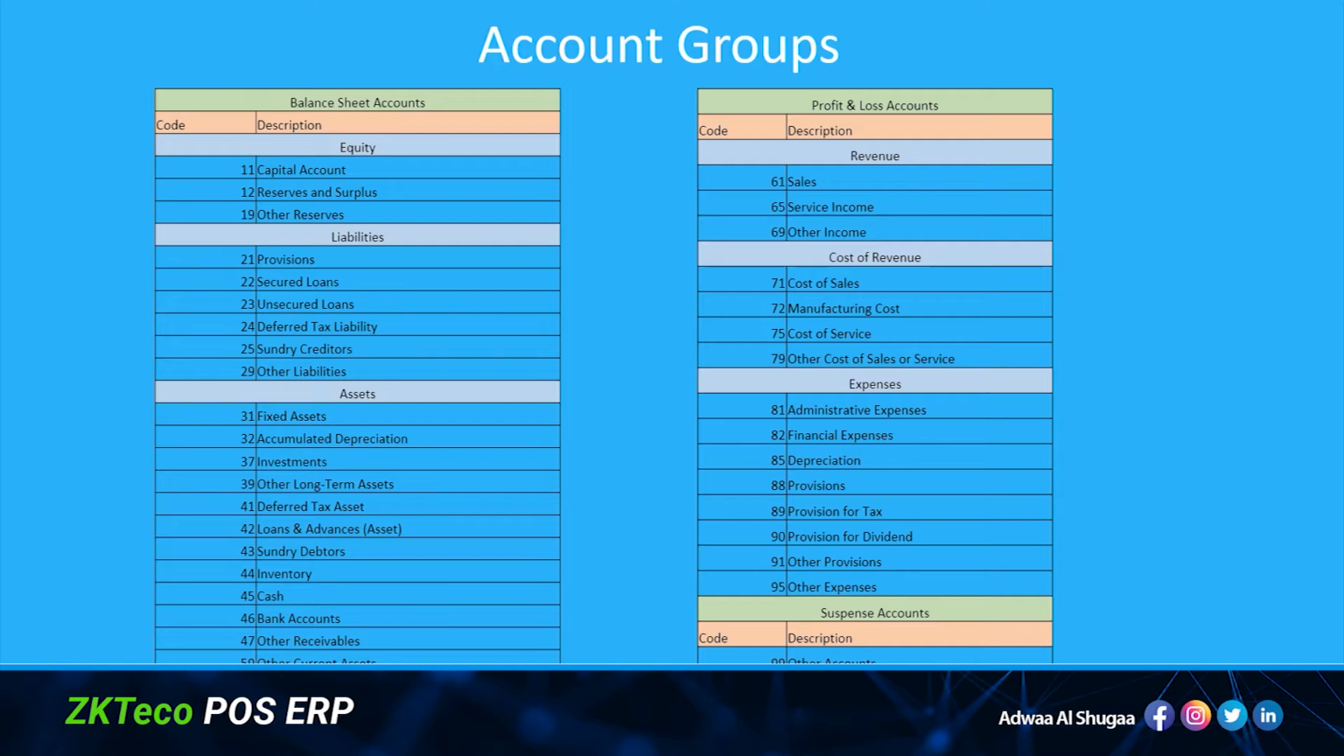To facilitate proper classification of accounts in an accounting system, ZKERP defines account groups, so that the accounts can be created under a specific group. This will help to provide a proper financial statement direct from the system.